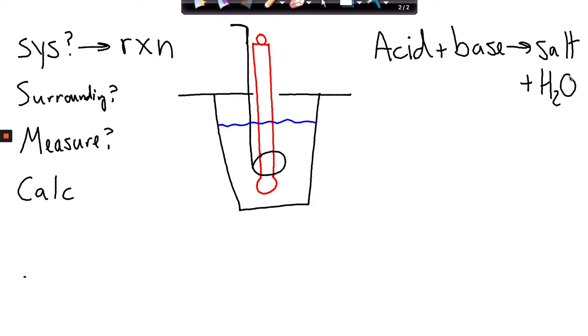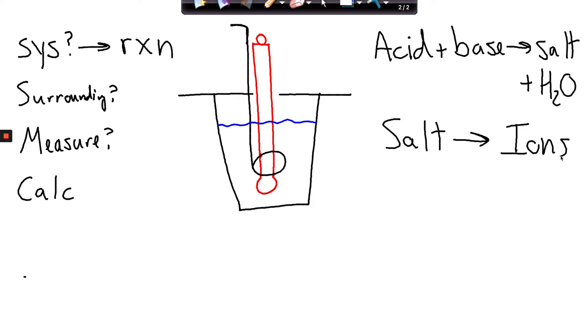Then, guys, coming back after that lab is over, we're going to do this entire lab completely over. Only in the second trial of this lab, which will be later next week, you're going to write your own procedures. At that point, your system is going to be a salt breaking into ions. And again, guys, I encourage you not to write this down. I just wanted to present that to you now. So, guys, that is going to be your system, the reaction.